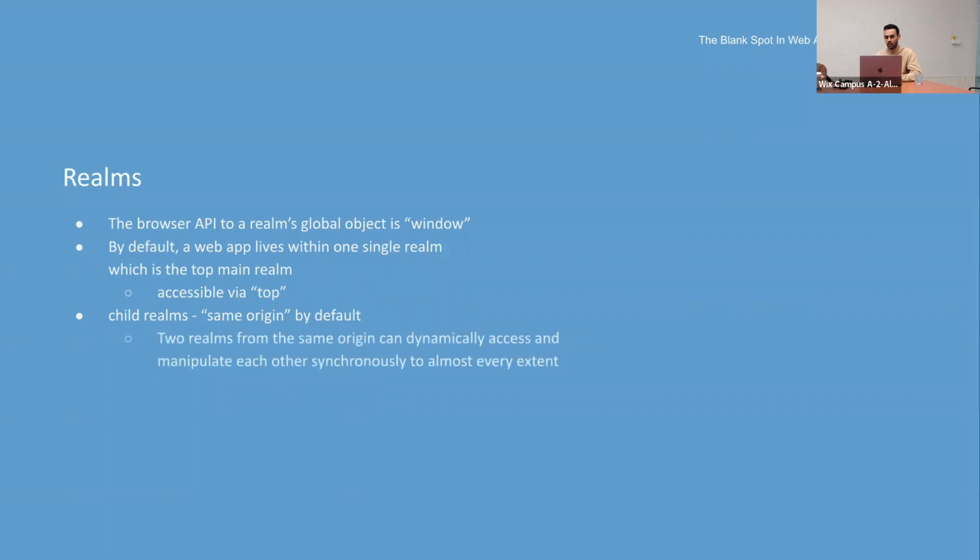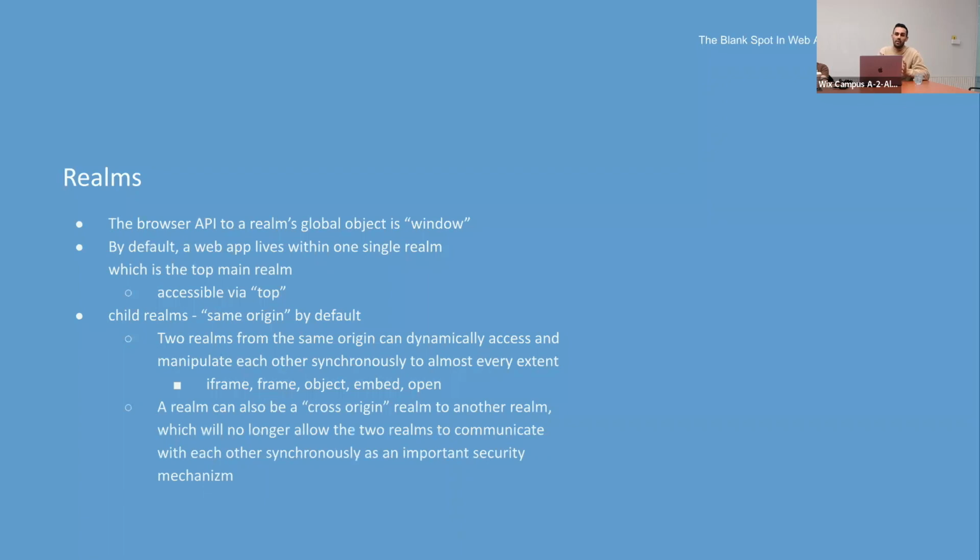So same origin realms are two realms that can dynamically access each other and manipulate each other based on the fact that they relate to the same origin. You can achieve same origin realms in a few ways. You can create an iframe, a frame element, object element, embed. You can also use the open API, which allows you to open a new tab, and that tab would also be in the same origin unless you change it to a different origin.